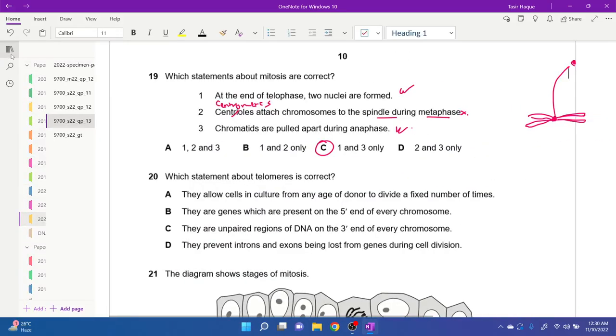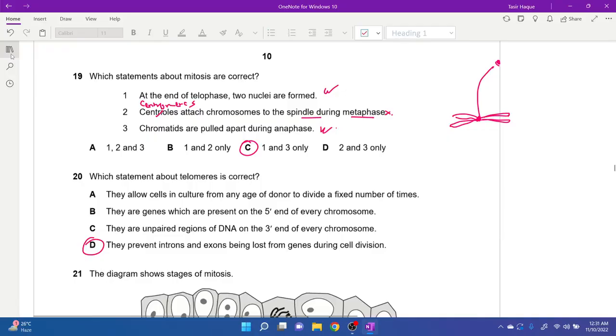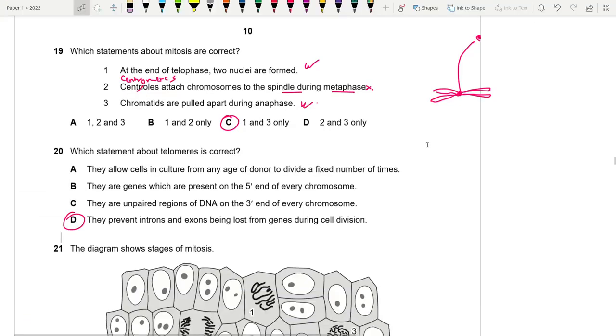So according to this, the single best answer is D: they prevent introns and exons being lost from genes during cell division. They're actually present on each end, both the 3' and 5'. They allow cells in culture from any age of donor to divide a fixed number of times. Not really. That's not the best answer.